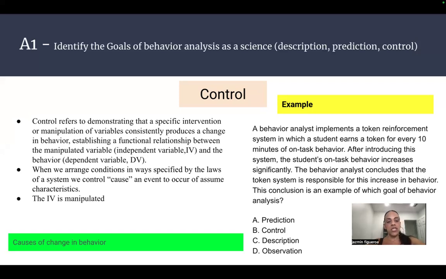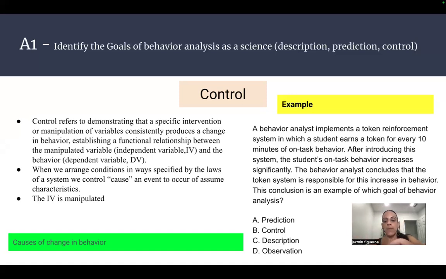When we arrange conditions in ways specified by the laws of the system, we control the cause of an event to occur of assumed characteristics. And in this case, the IV is manipulated. So any intervention, that's the manipulated aspect of it. A quick snippet of how we can remember control is: any causes of change in behavior.